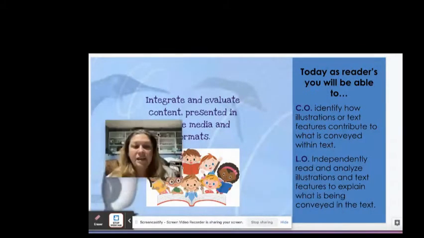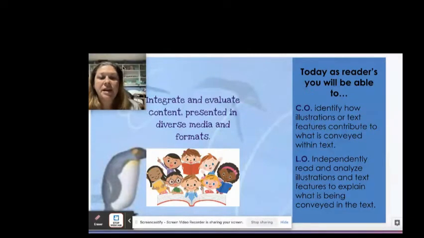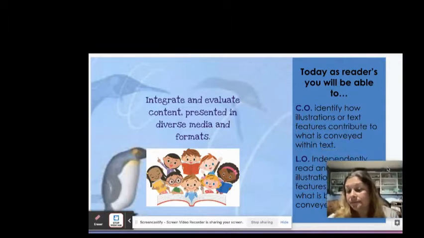So today, you're going to integrate and evaluate content presented in diverse media and formats. And as readers, you're going to be able to identify how illustrations or text features contribute to what is conveyed within the text. And you're going to independently read and analyze illustrations and text features to explain what is being conveyed in the text. Now let's find out what all of this really means.